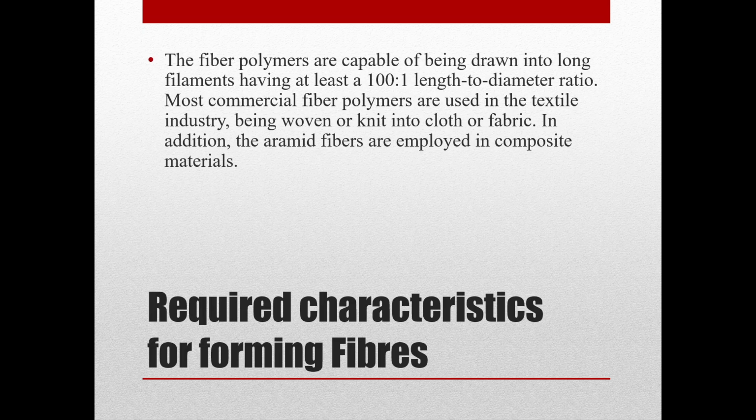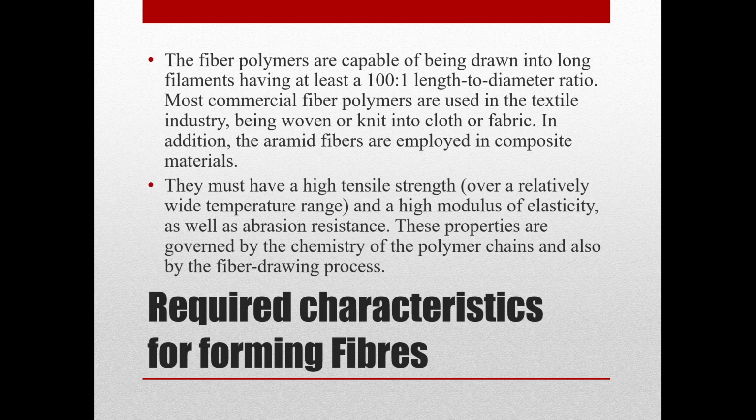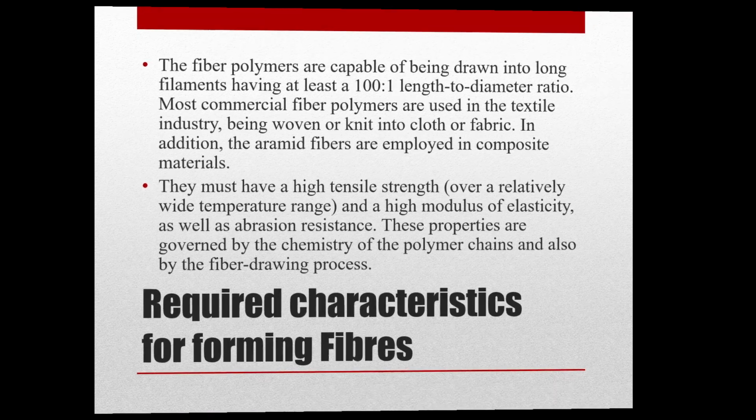The fiber polymers are capable of being drawn into long filaments having at least 100:1 length to diameter ratio. Most commercial fiber polymers are used in the textile industry, being woven or knit into a cloth or a fabric. In addition, the aramid fibers are employed in composite materials. They must have a high tensile strength over a relatively wide temperature range and a high modulus of elasticity as well as abrasion resistance. These properties are governed by the chemistry of the polymer chain and also by the fiber drawing process, which we shall see in detail as we see each and every fiber later on.